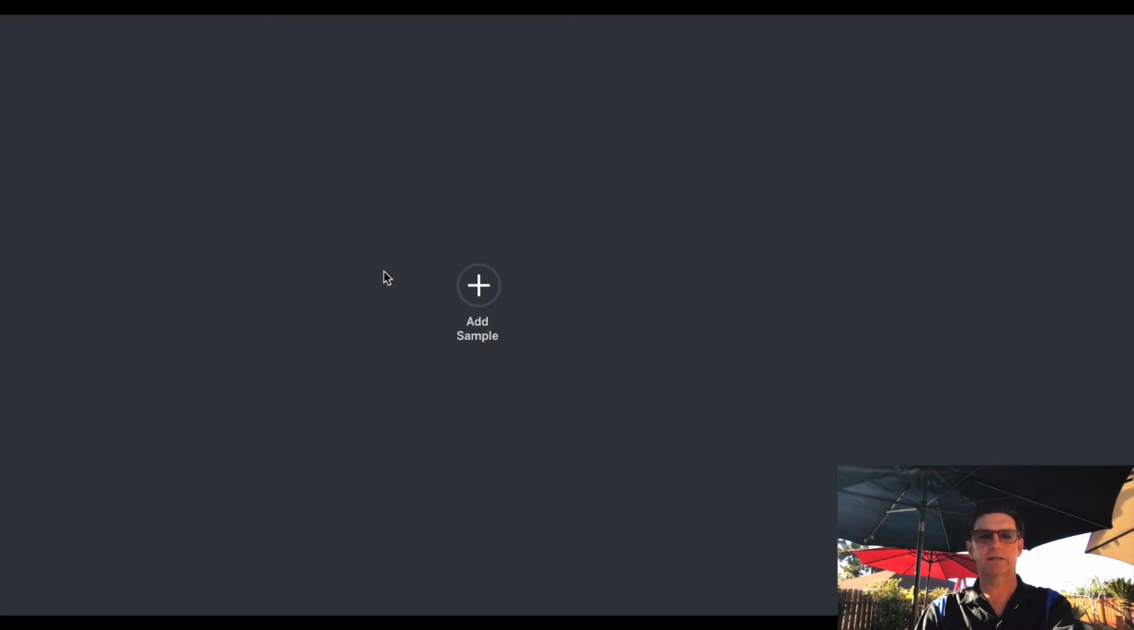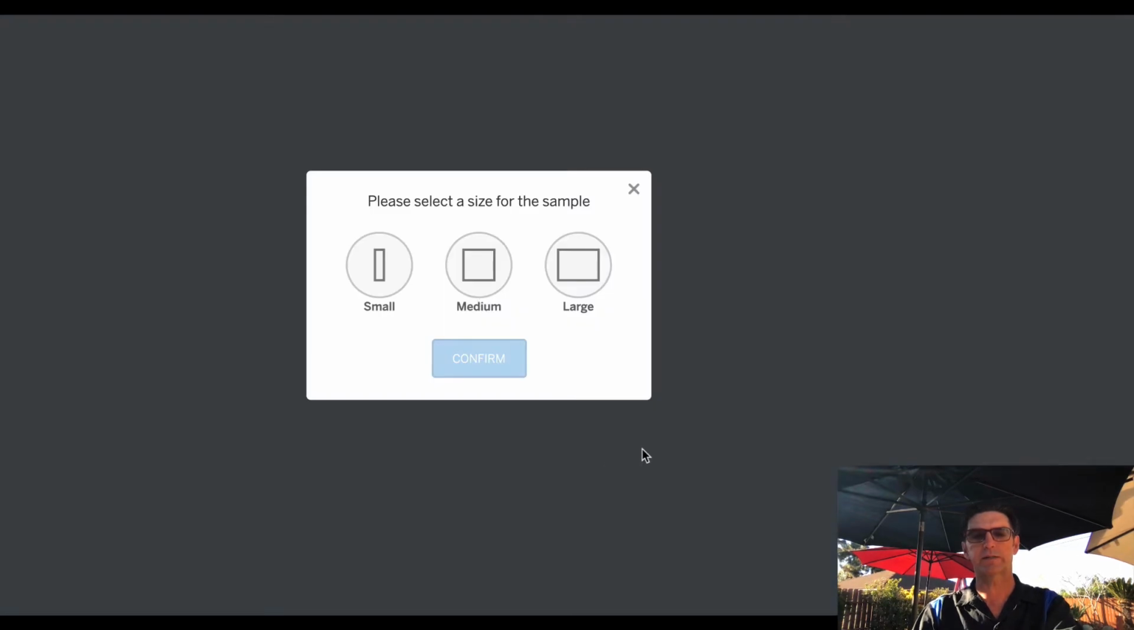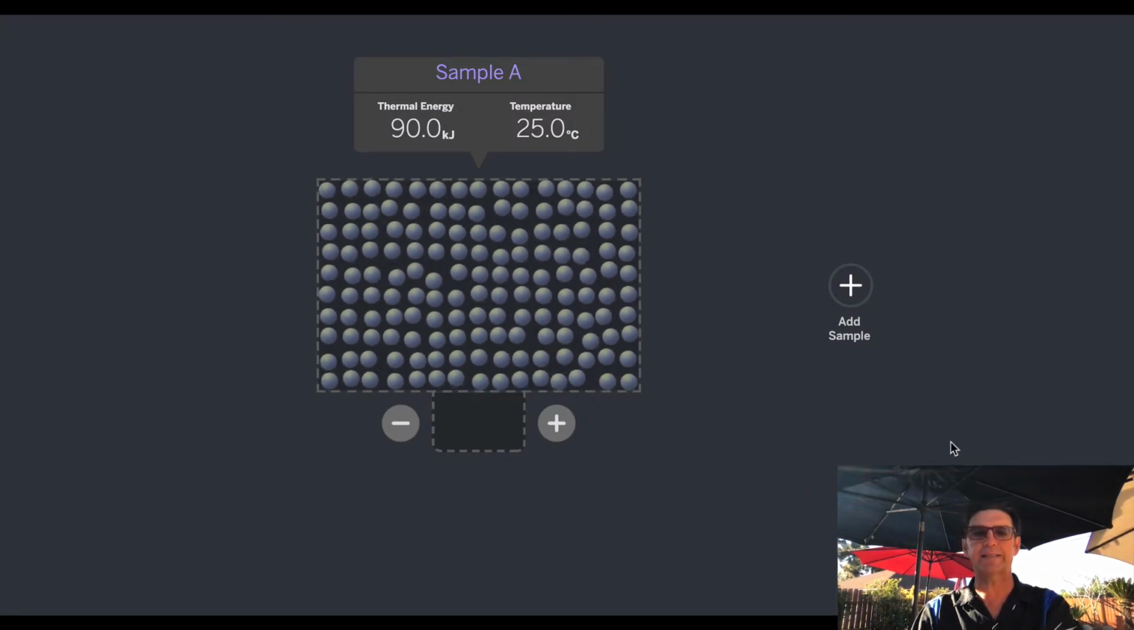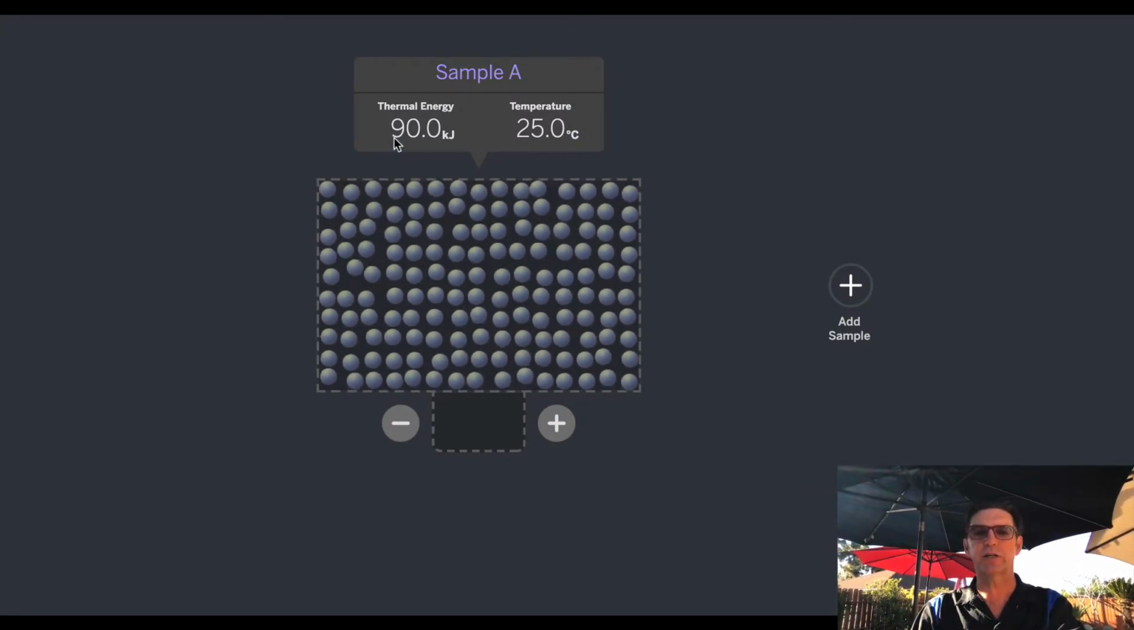And let's see here. Add sample. It says run. Let's see what we do. Oh, add a sample. Please select the size for the sample. I like large. Confirm. Ooh, fantastic. So we have thermal energy and we have temperature.